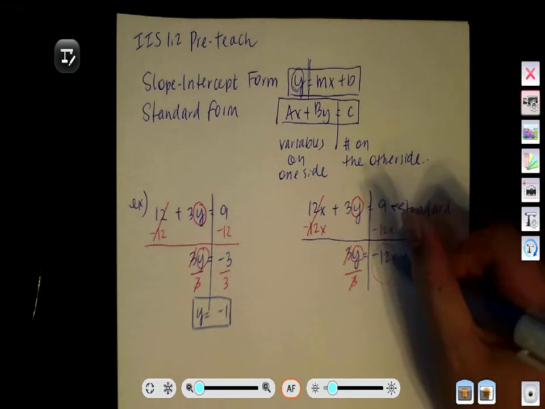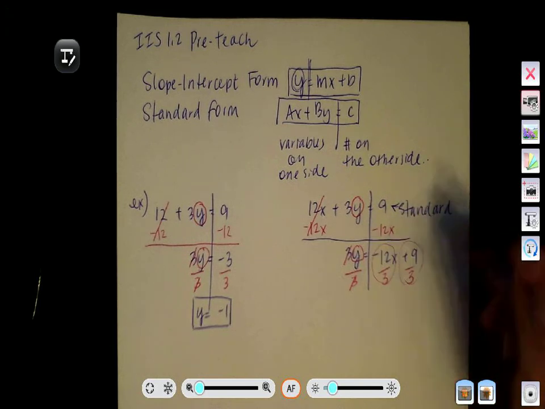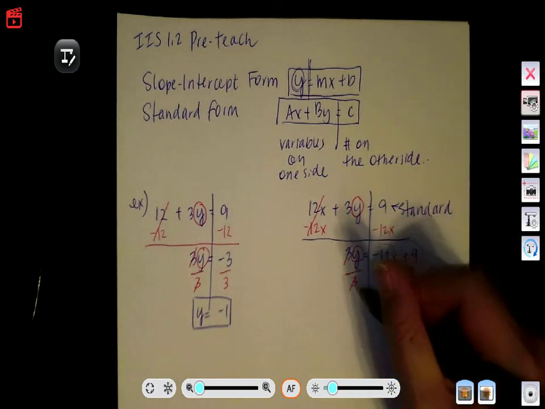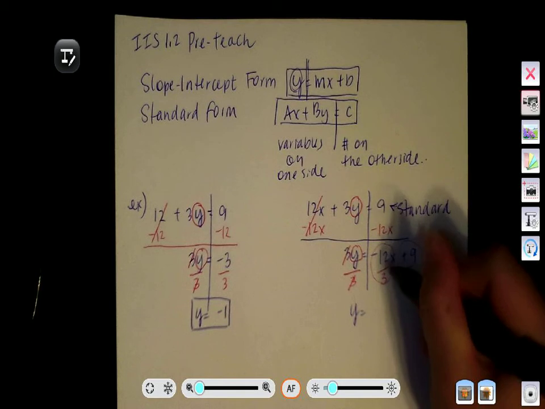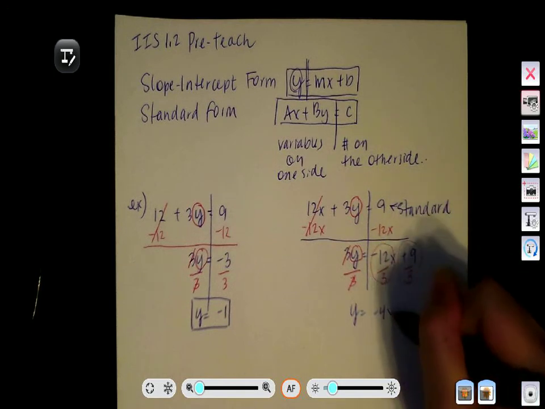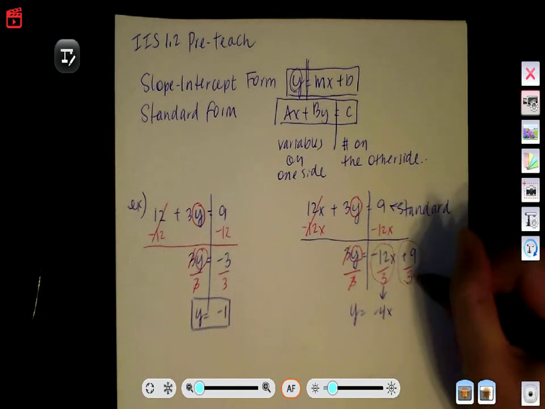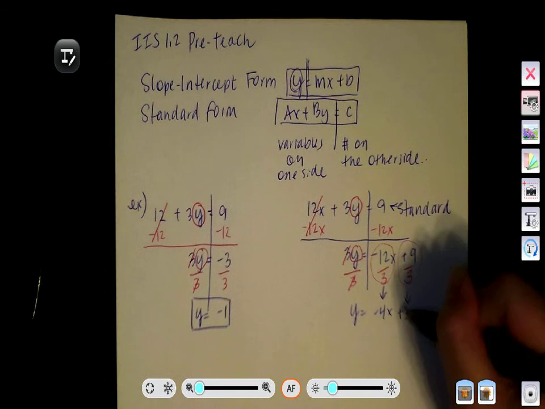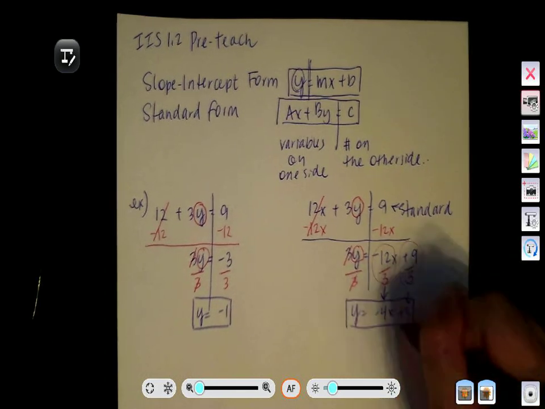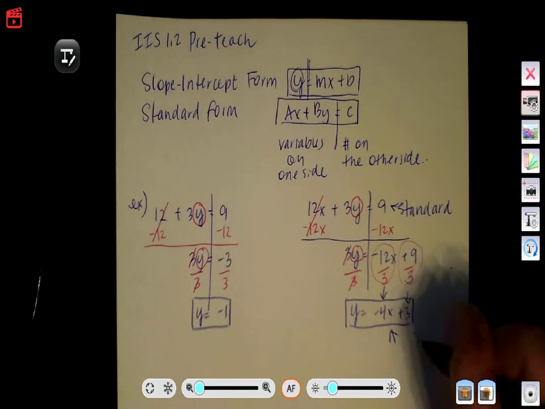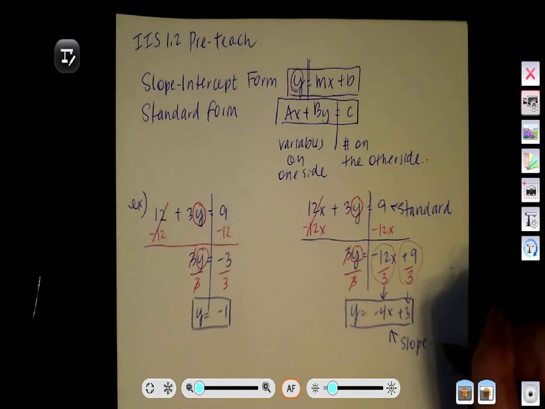You want to make sure that you do it to each of the 2 parts. In other words, the equation should be y is equal to, this is going to end up being negative 4x, and 9 divided by 3, that's going to become a positive 3. So here is your end solution. And if you look at this one, this is in slope intercept form.